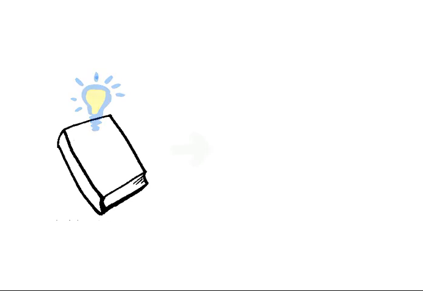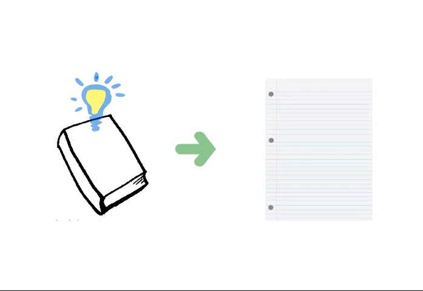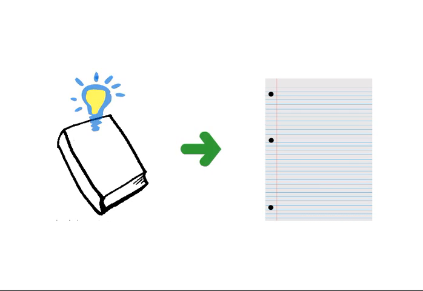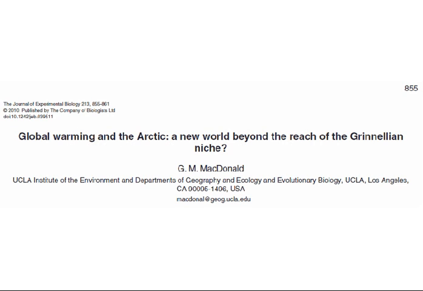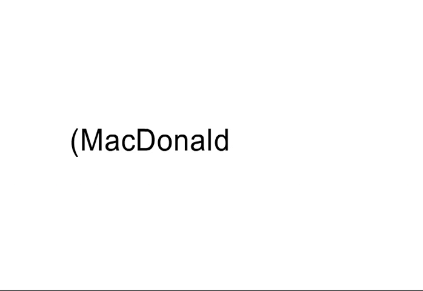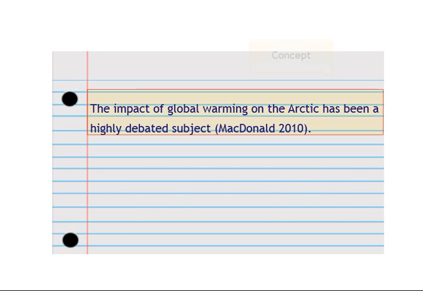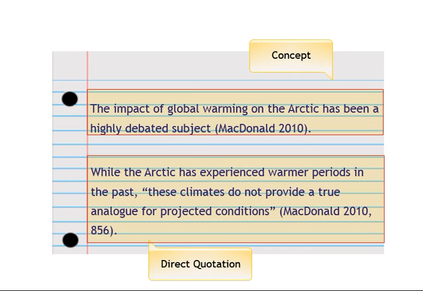You also give credit to an author's work by referencing the ideas you have pulled from these resources in the body of your paper. These can be concepts or direct quotations from their research. You include the reference by putting the author's name and the year of publication in brackets following the idea. This paper by McDonald discusses the effects of global warming on the Arctic. You reference this information in your paper by putting McDonald 2010 in brackets after you have discussed a basic concept or have quoted directly from this research.